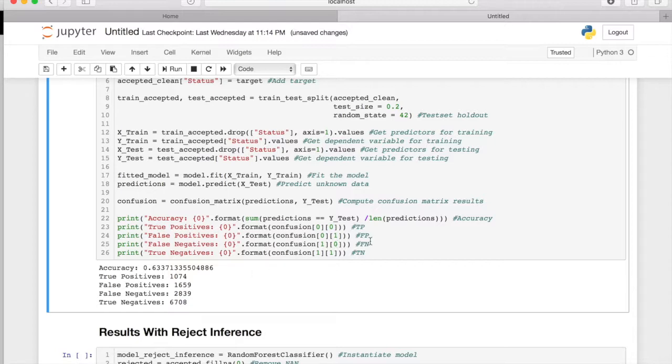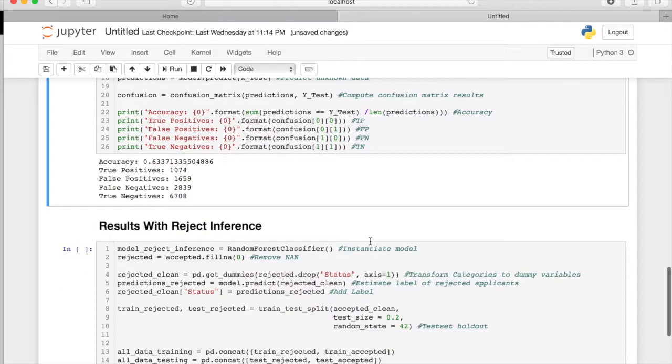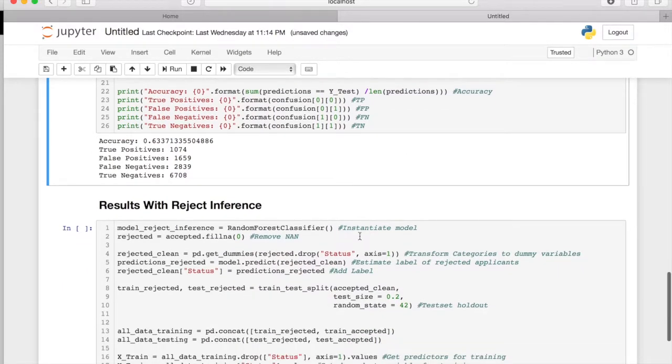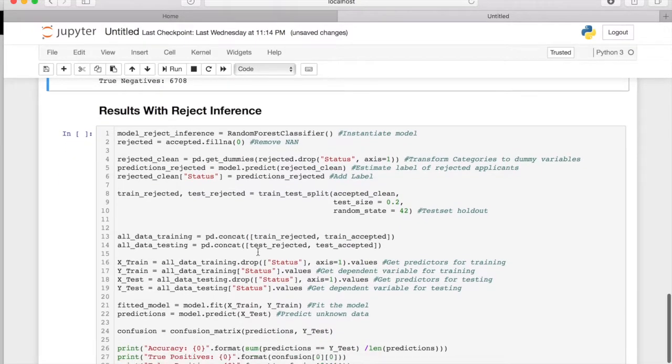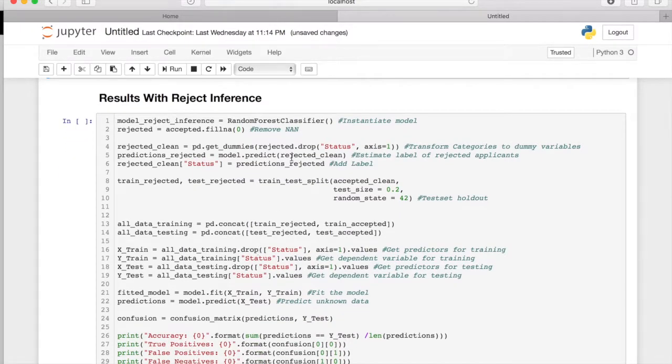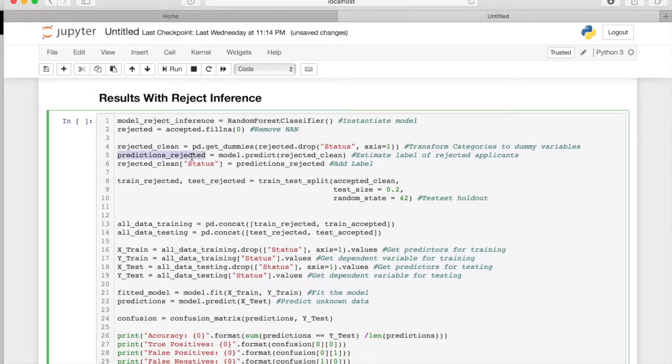But the question is, how does this model compare to a model that we compute with the whole data with the process of reject inference? Well, we're going to do that now. We're going to move on to, first of all, predict the label, so the target variable, for the rejected dataset. How do we do that?